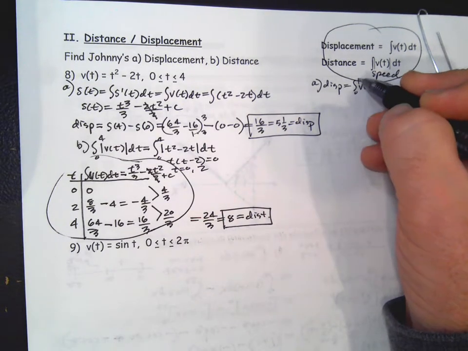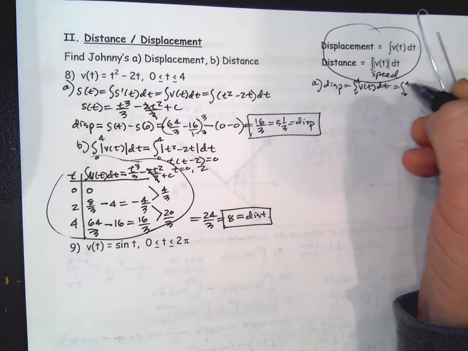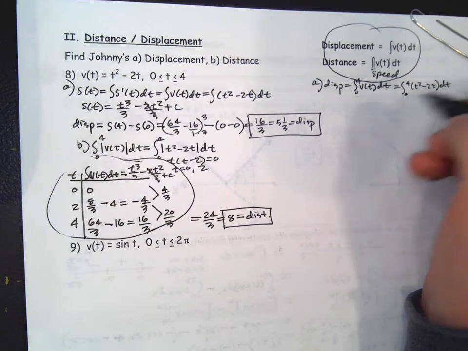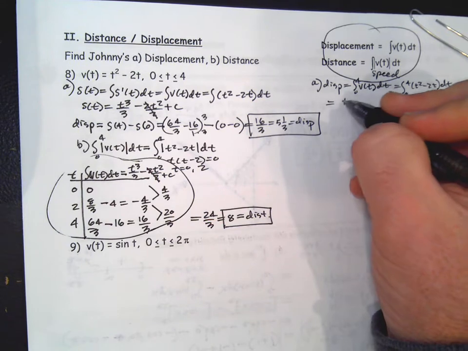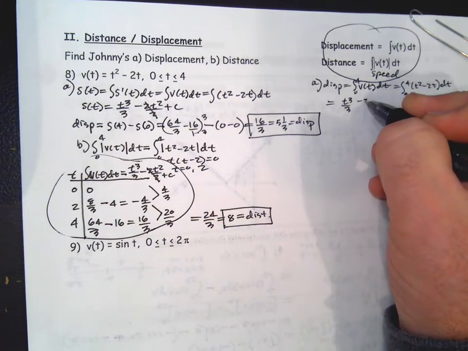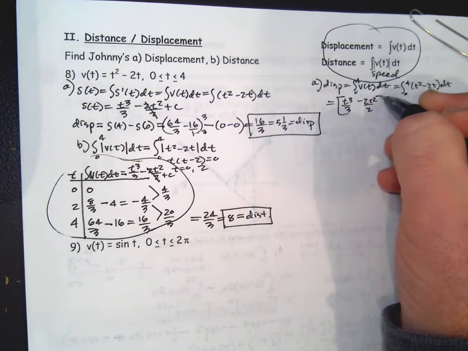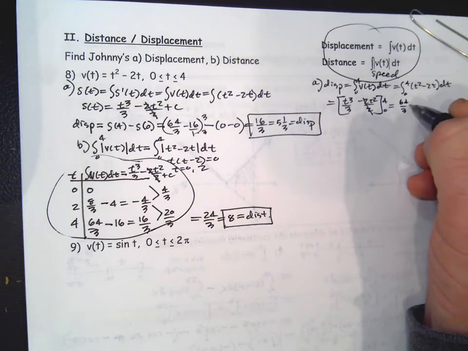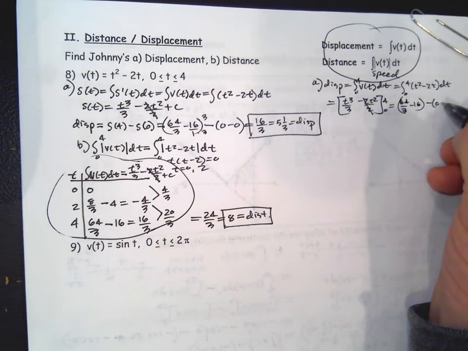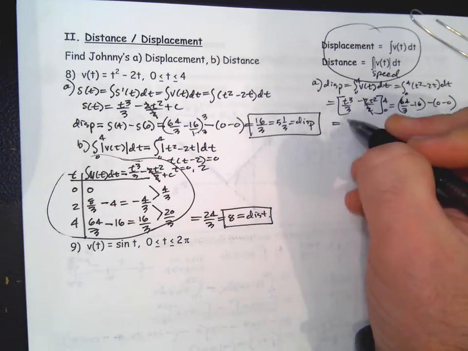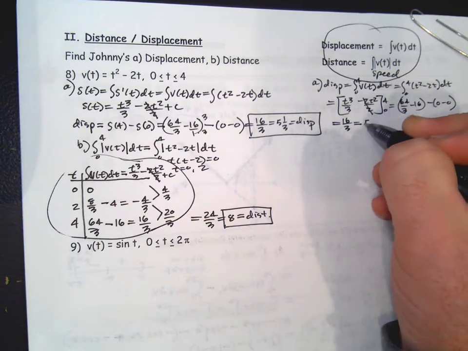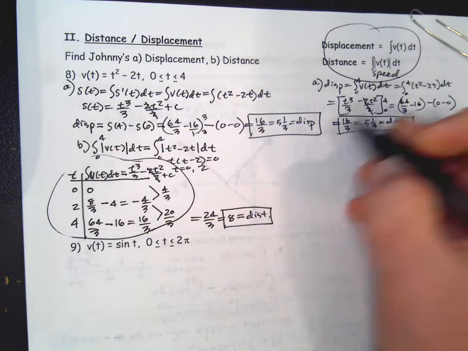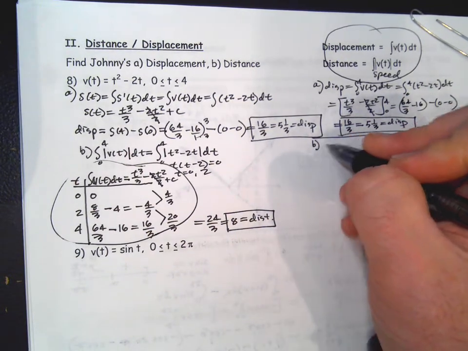You could take 0 to 4 of t squared minus 2t dt. I mean, this is essentially what we did. You don't have any absolute values here. T cubed over 3 minus 2t squared over 2, from 0 to 4. You're going to plug 4 in, you get 64 thirds minus 16. And plug 0 in, you're going to get 0 minus 0. And so you're going to get 16 thirds that way. With the displacement, same answer. Slightly different approach. For distance, it's kind of a pain.